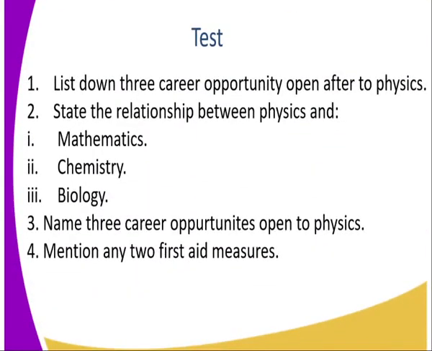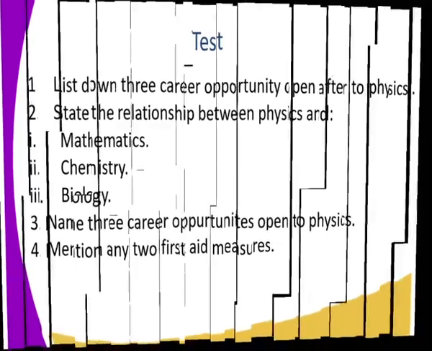Now, did we get the concept of this lesson? We do so by answering the following questions. List down 3 career opportunities open to physics students. State the relationship between physics and mathematics, chemistry, and biology. And you should name 3 opportunities that are open to physics and mention 2 first aid measures in a physics laboratory.